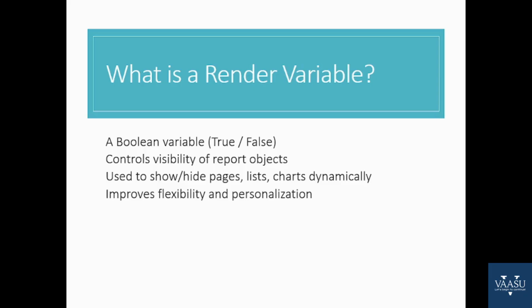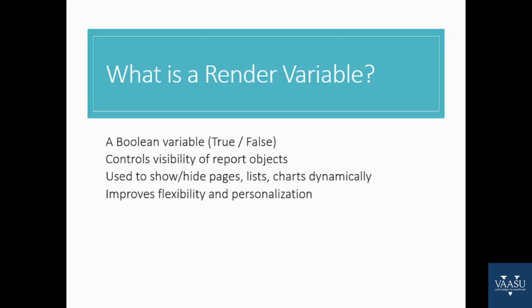Let's see what a render variable is. A render variable is simply a Boolean variable, meaning it returns either true or false. If it is true, the object is displayed. If it is false, the object is hidden. This does not filter data. It only controls the visibility of pages, blocks, lists, crosstabs or charts, whatever you are using it on.